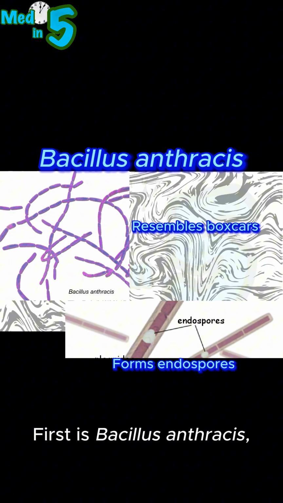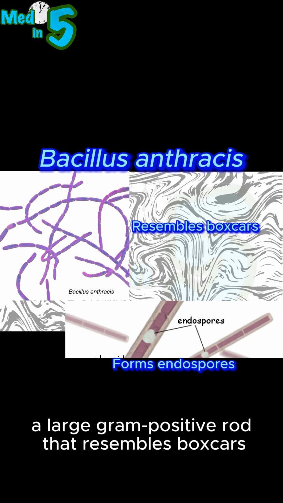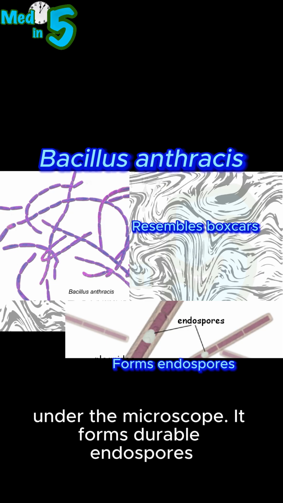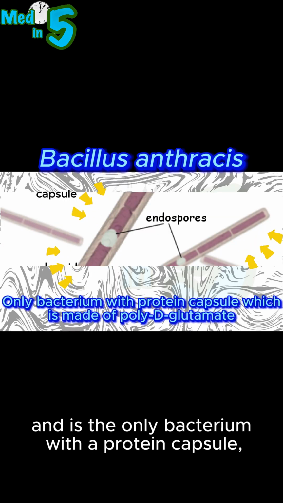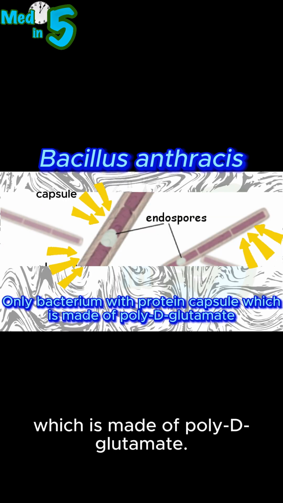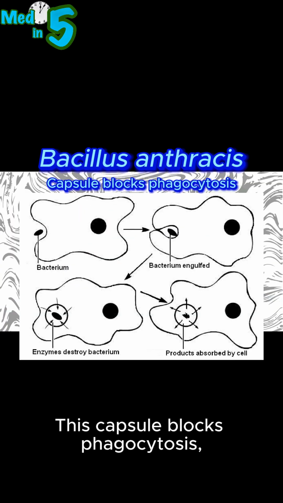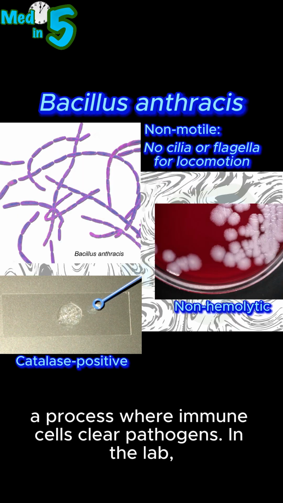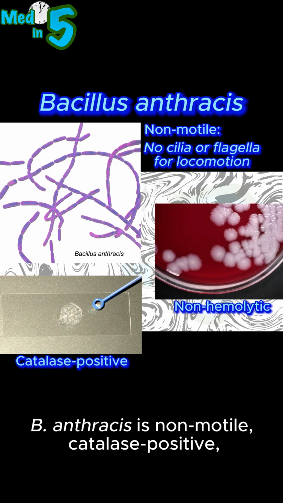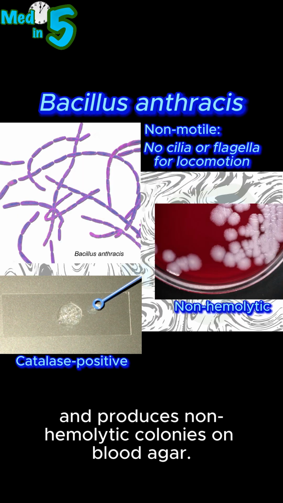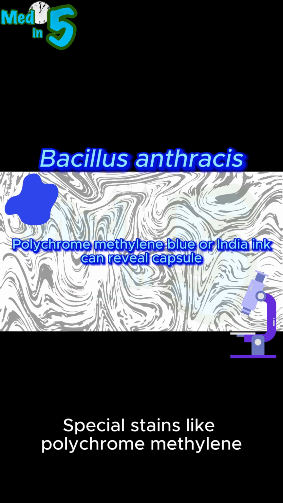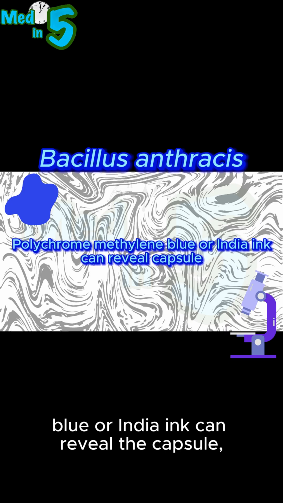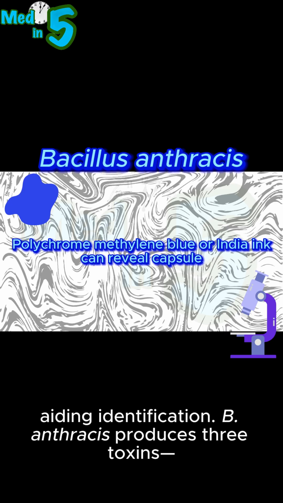First is Bacillus anthracis, a large gram-positive rod that resembles boxcars under the microscope. It forms durable endospores and is the only bacterium with a protein capsule, which is made of poly-D-glutamate. This capsule blocks phagocytosis, a process where immune cells clear pathogens. In the lab, B. anthracis is non-motile, catalase positive, and produces non-hemolytic colonies on blood agar. Special stains like polychrome methylene blue or India ink can reveal the capsule, aiding identification.